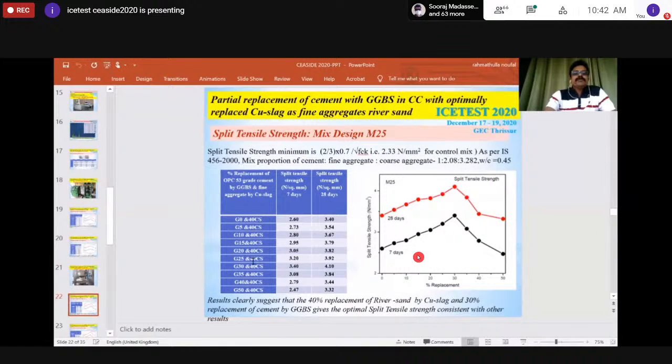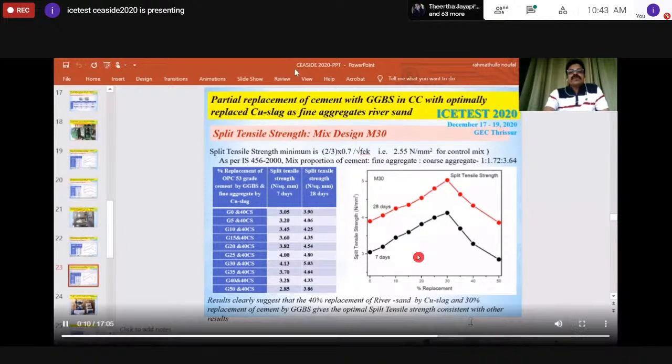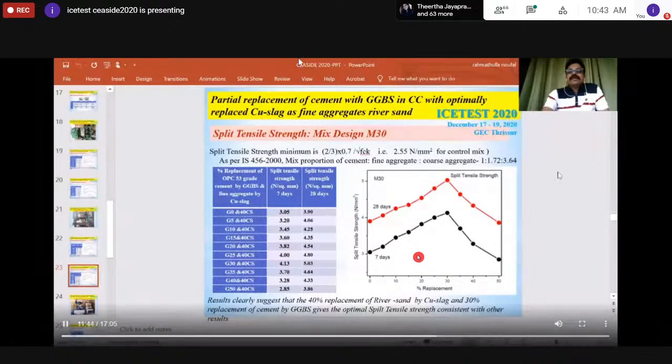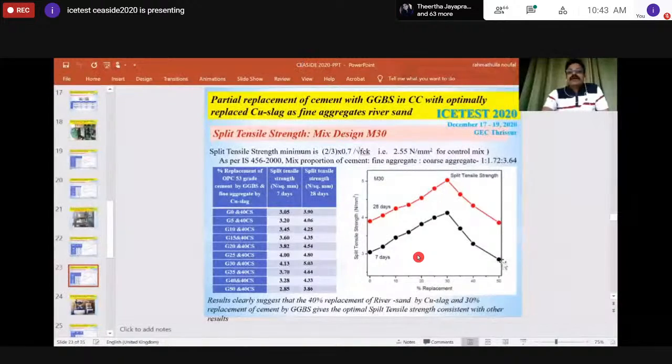Same proportion, 40% constant for copper slag and 5% increments of replacement for GGBS. You can see the graph, which shows the replacement percentage on the x-axis and split tensile strength on the y-axis. This value also has a maximum at an optimal replacement of 30% GGBS. And for the M30 mix design, same proportion with the same replacement, we also get 30% as the maximum value.